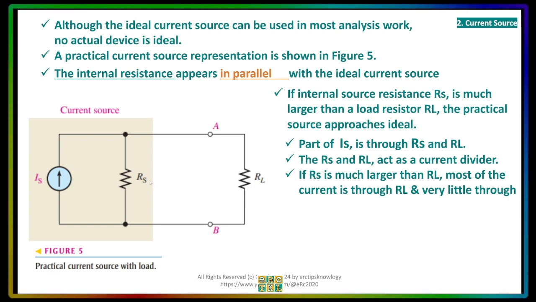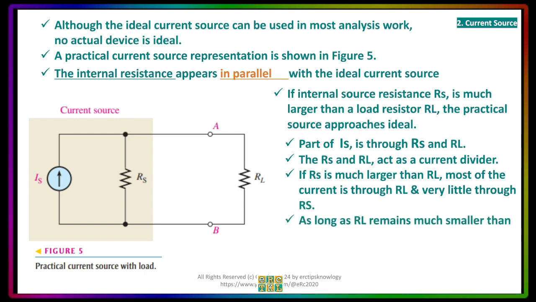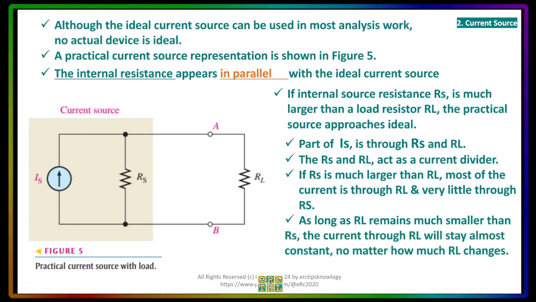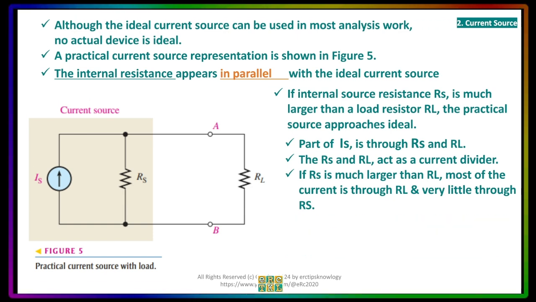Now, if RS is much larger than RL, then it would take most or the majority of the current. And we don't want that to happen. As long as the RL remains much smaller than RS, the current through RL will stay almost constant, no matter how much RL changes. So let's repeat that part.